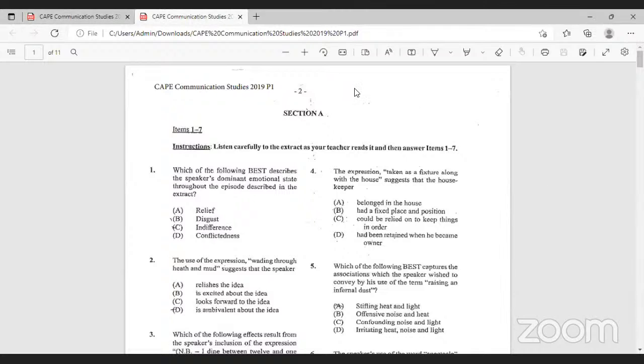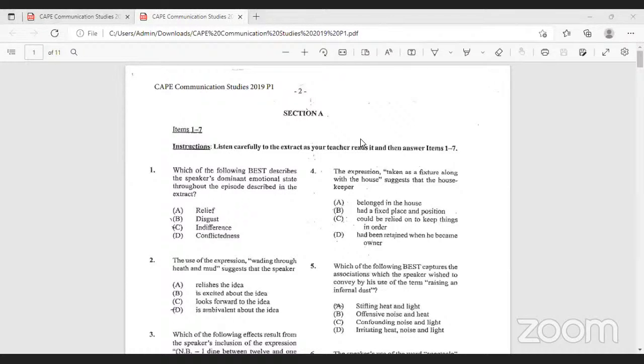So I want us to guess. I don't want us to spend too much time on it. Everybody who said D is correct. So the answer is conflictedness. Okay? I see a lot of persons saying A, B, C, D. The answer is D, conflictedness.